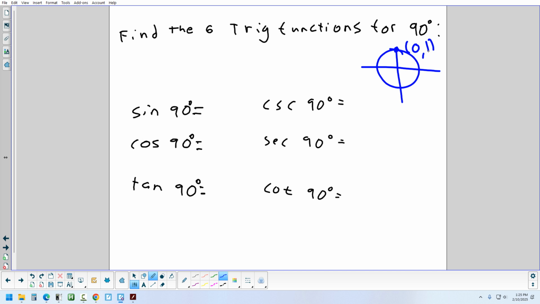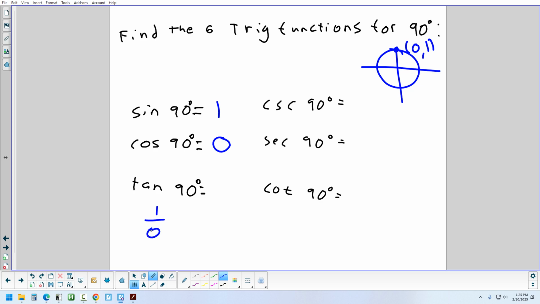Okay. Start with sine. Sine is which letter? Y. And what's the y value? 1. Okay. Cosine is which letter? X. And the x value in this problem? 0. And my formula for tangent is what? Y over x. So it's y over x.